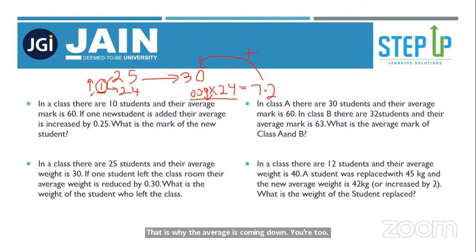So I want that student's weight. So on the average, you have to add. So that person's weight is 37.2. Are you getting it?